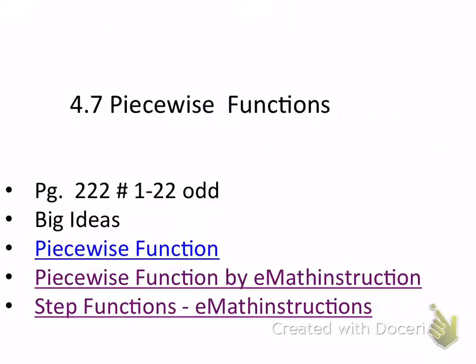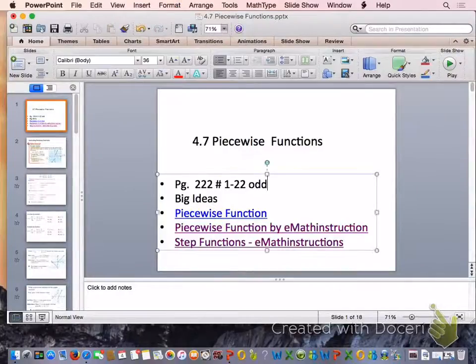Oh, yeah, I'm sorry. It is all. It's 1 through 22, all. I mean, you could do 1 to 22. No, it's all.